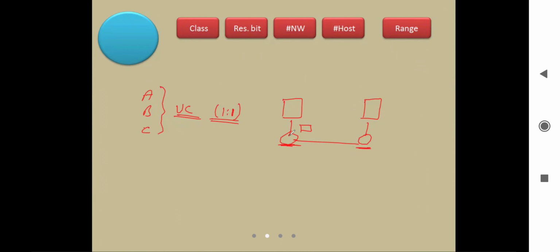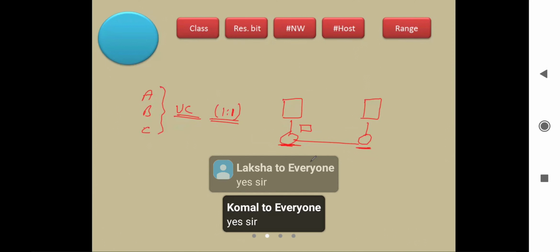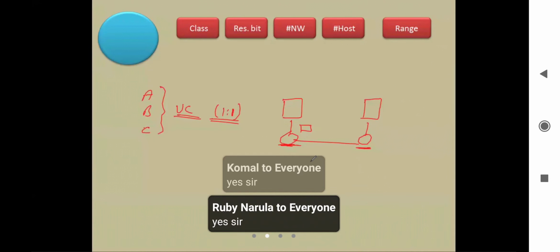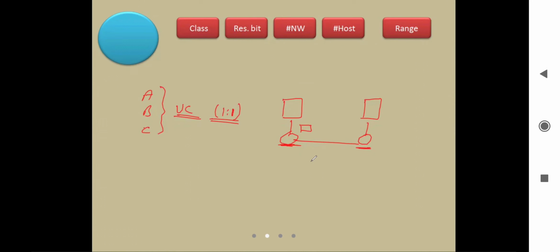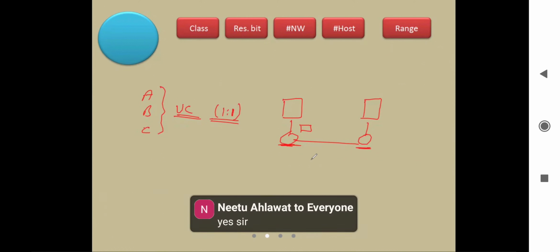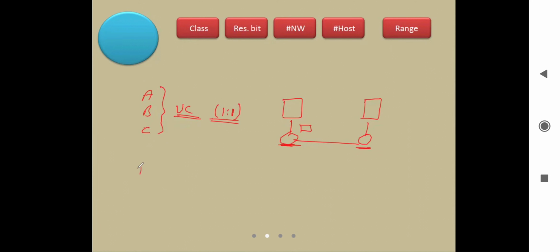So is it fine or not? Clear. Okay, fine. Now next is class D. Class D is used for the multicasting purpose.